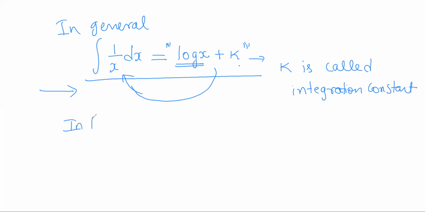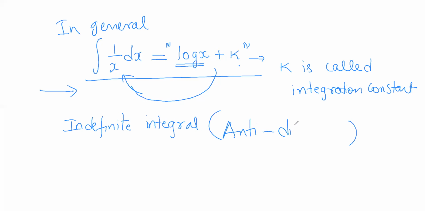So the indefinite integral is nothing but anti-differentiation. So you just have to go in the opposite direction of differentiation. Now we shall come to the definite integral. A definite integral means we integrate a function in some definite range.